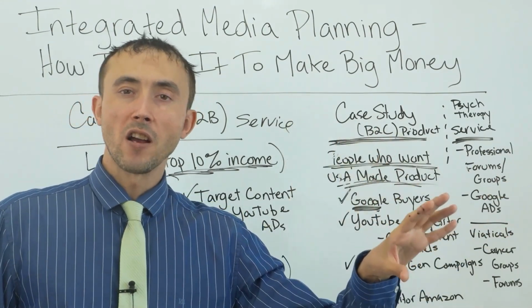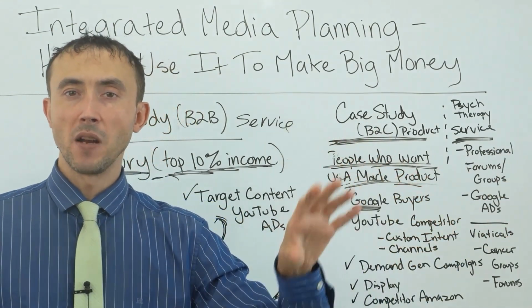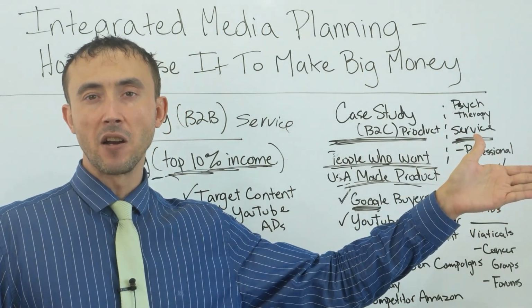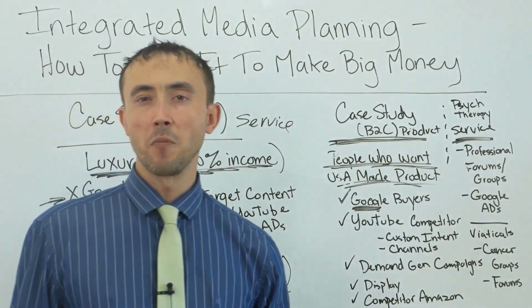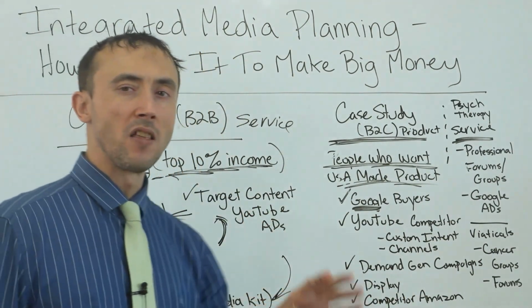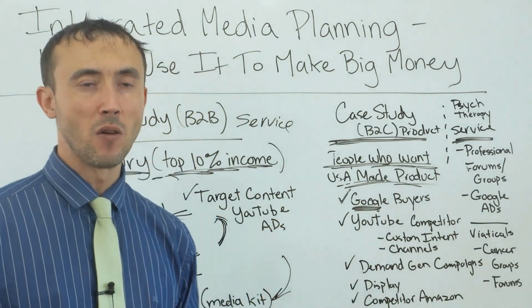We understood where our customers were that we were going to make the most money from, and then we started going after them individually in the places that they hibernate. That's a perfect example of how you use integrated media planning to make more money than you're making now for the same exact ad money that you have.